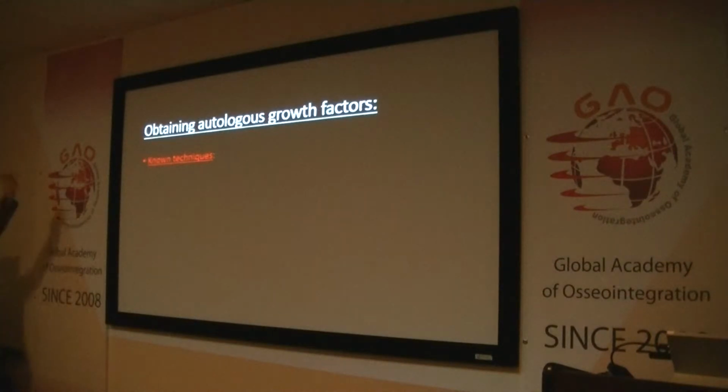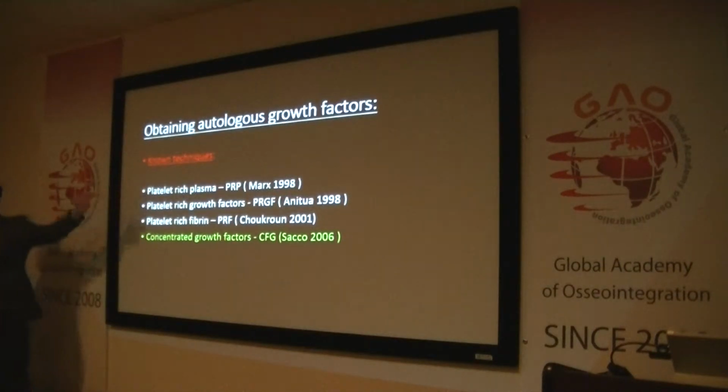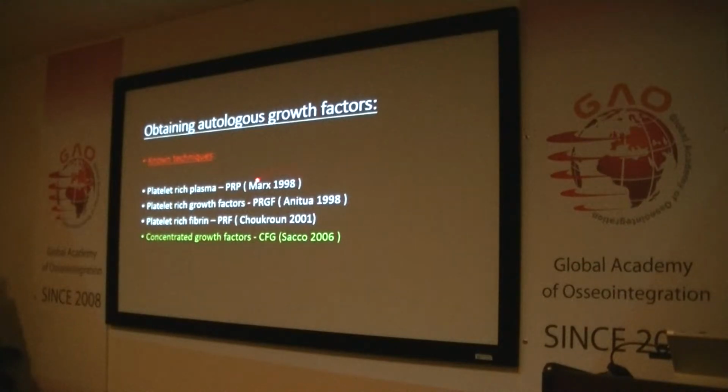So let me just walk you through some of the techniques for those who are not familiar with growth factors. The first one was platelet-rich plasma, PRP. Again, this is an old technique. Dr. Morris came up with that. I don't use it because there are too many steps, and you also have to use thrombin from a cow, bovine source. So the steps are very involved and it doesn't work very well.